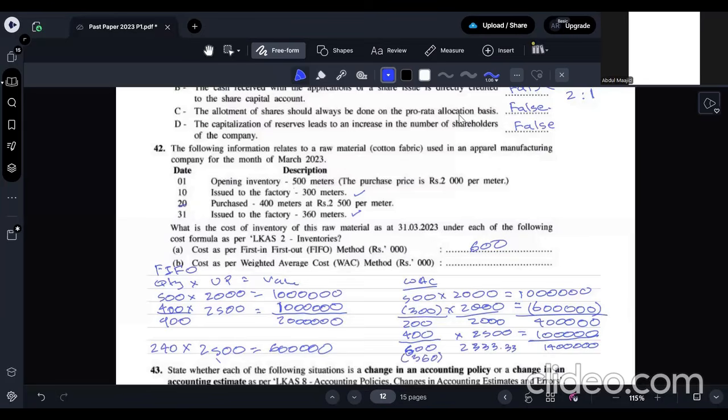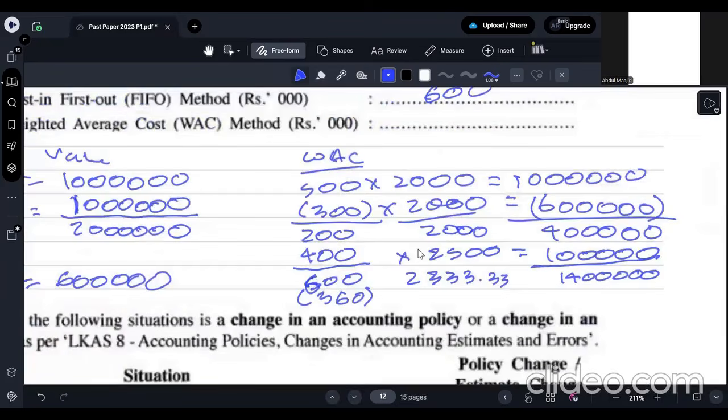Now you're issuing 360 meters. Then how much will be the rupee value of that? Not to get a decimal answer, what you can do is: 1,400,000 divided by 600, and straight away multiply that by 360, and you will get the answer 840,000. Then the remaining inventory value will be, even if you get a decimal, you can round it off to the nearest whole number or something, they will give you the marks.